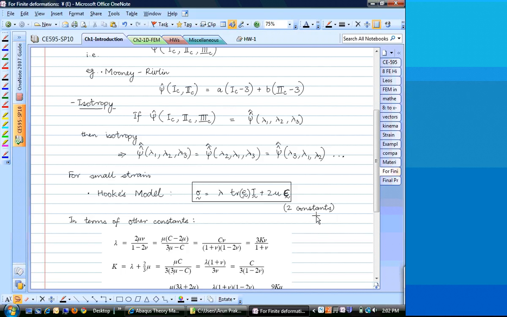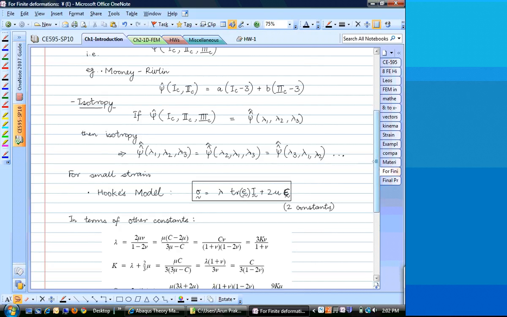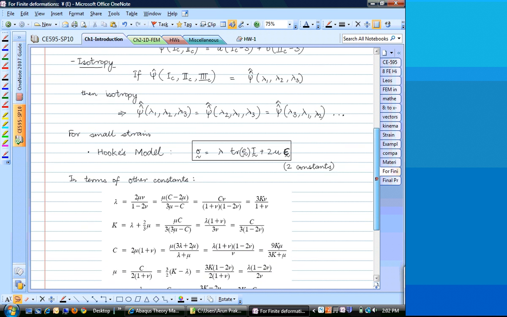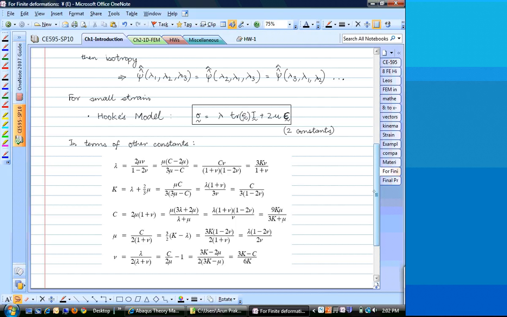And the good thing about having the least number of constants is that you have to conduct the least number of experiments to find out those two constants. Otherwise, every material constant that you introduce into your model, you have to conduct some sort of an experiment to calibrate it with whatever you're seeing in your experiments. So here I'm just listing out some of the common relationships. This is from Gurtin's book, one of the homework problems on chapter 4.